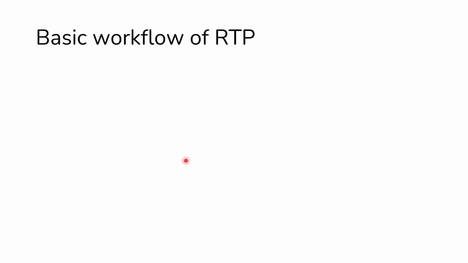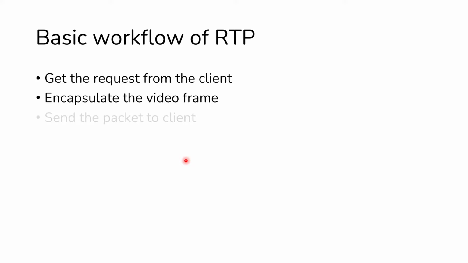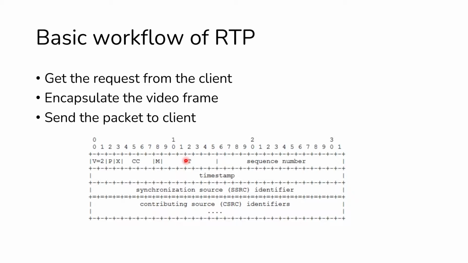Basic workflow of RTP: get the request from the client, encapsulate the video frame, and send it back to the client. This is the header which is used to encapsulate the video frame. Although it is 16 bytes, in this context the CSRC identifier is 0 bytes, so our header is 12 bytes. Now, let's see the implementation of RTSP and RTP in Python.